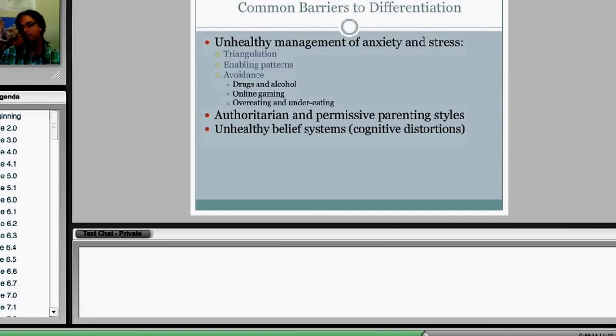That's not happening when I'm somebody else, and therefore it's going to interfere with my ability to become more mature. Any type of avoidance is going to do that. Triangulation is just emotional avoidance, and patterns are emotional avoidance as well.